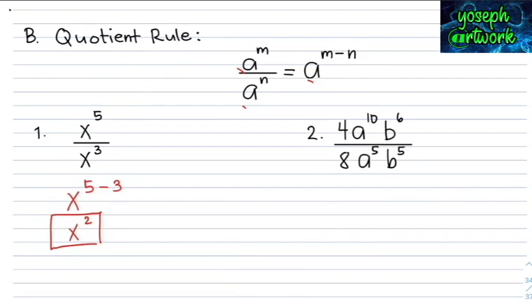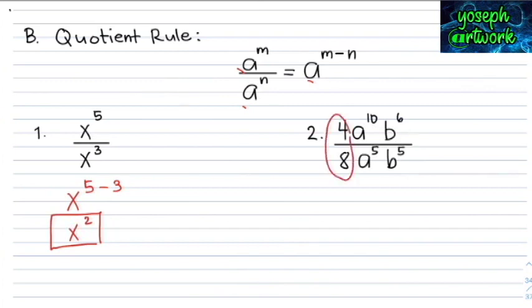Now, let's move on with item number 2. We have the given expression 4 a raised to 10 b raised to 6 over 8 a raised to 5 b raised to 5. Unahin muna natin yung mga numbers o yung coefficients. Simplifying 4 over 8, that is simply 1/2.